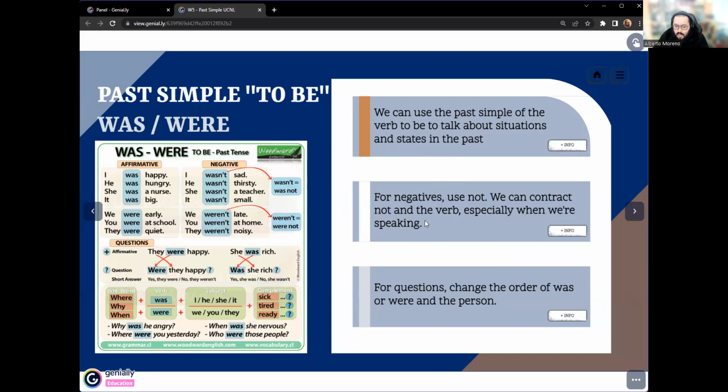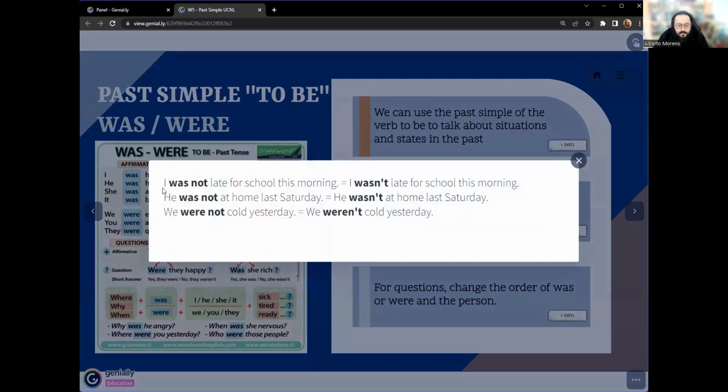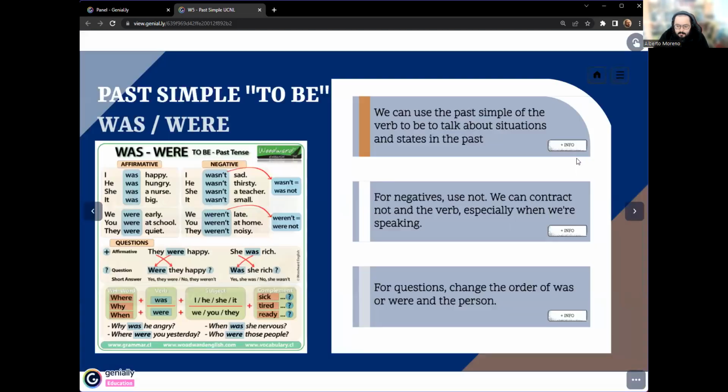We can contract not in the verb, especially when we are speaking. For example, I was not late for school this morning. I wasn't late for school this morning. He was not at home last Saturday, or he wasn't. We were not cold yesterday, or we weren't. We can use both. Was not or wasn't. Were not or weren't. And, well, both are correct.